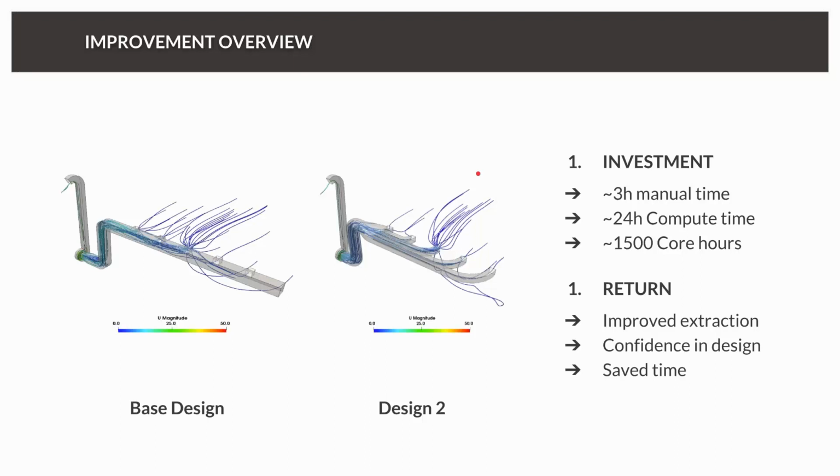If we summarize this overall, my colleague needed around 3 hours of manual time to prepare the CAD model, export it, and run the simulations. For running the simulations, we needed 24 hours of computing time. So the whole turnaround time was a little bit more than 27 hours, so overnight, you can say. In total, we used 1,500 core hours for all 6 configurations. In return, we were able to improve the extraction. We could also show and find out where we can do further improvement. And compared to physical testing, we saved a lot of time.